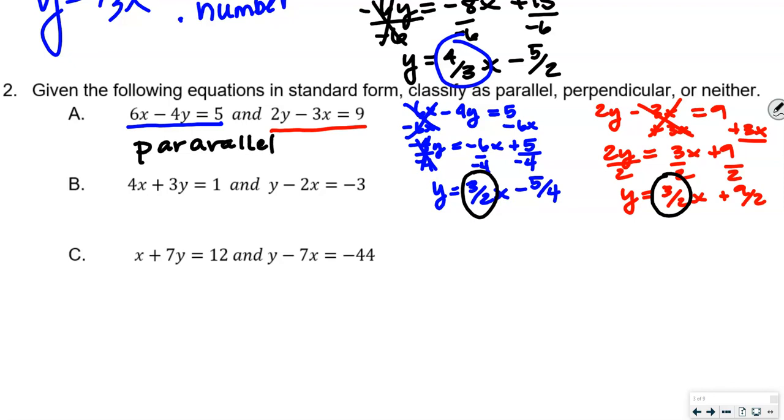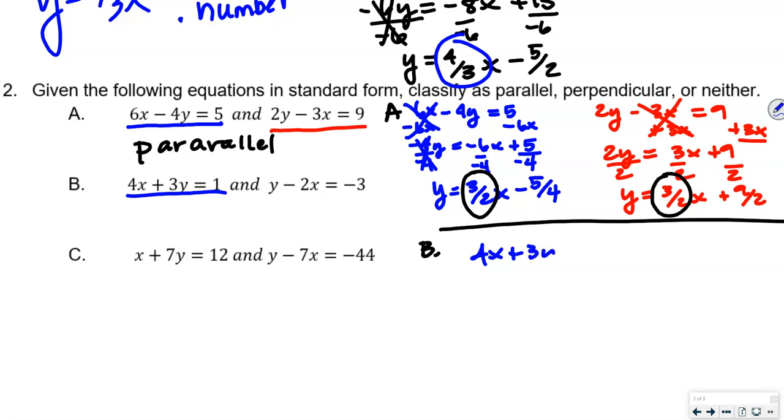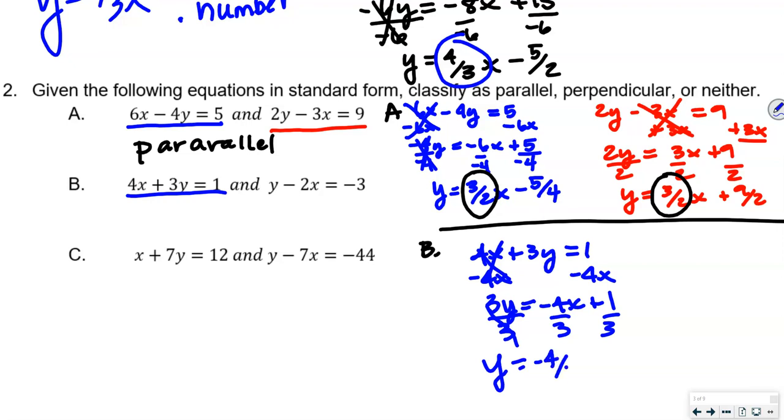All right, let's look at the next one. So that was A up there, y'all. This next one's going to be B, okay? So we're going to do the same thing again. We're going to take this equation, 4x plus 3y equals 1. We're going to subtract the 4x from both sides. So now that's gone, and we got our 3y equals negative 4x plus 1. We're going to divide everything by 3. So y equals negative 4/3 x plus 1/3.